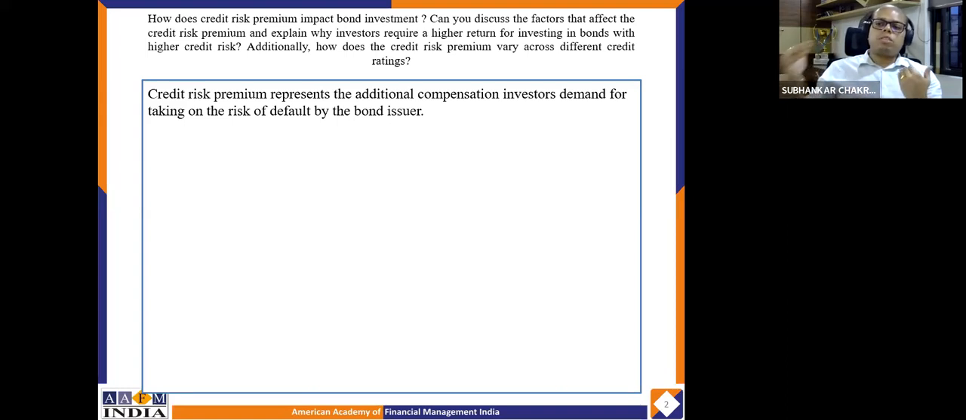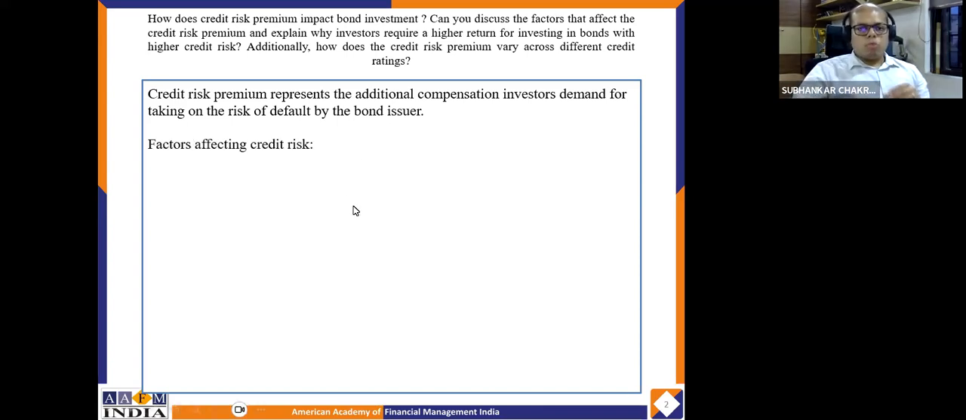So for taking the risk of that loss of principal, what is the additional compensation that the investor is demanding is something which is called credit risk premium. Okay. So what are the factors that affect credit risk?